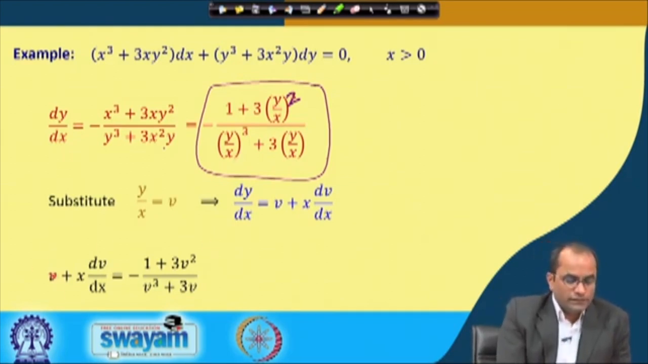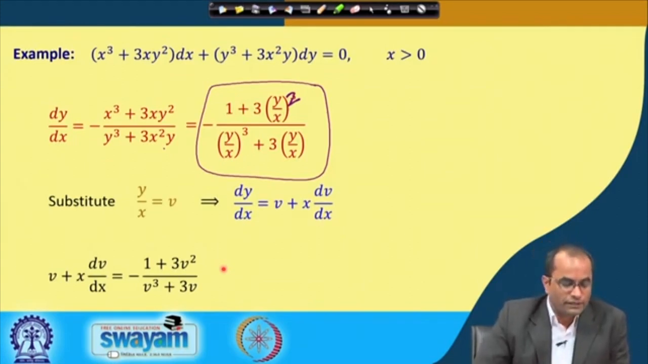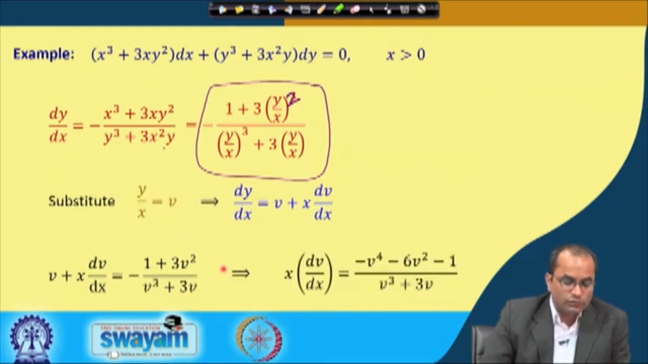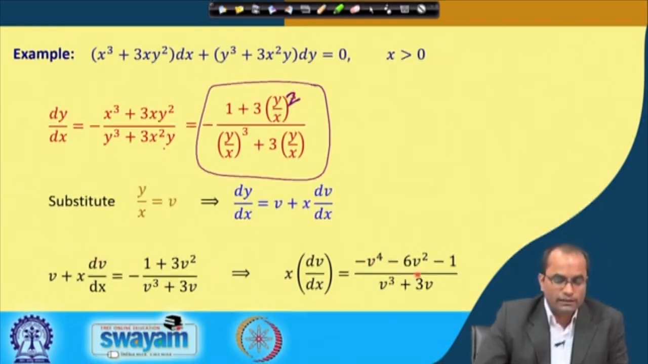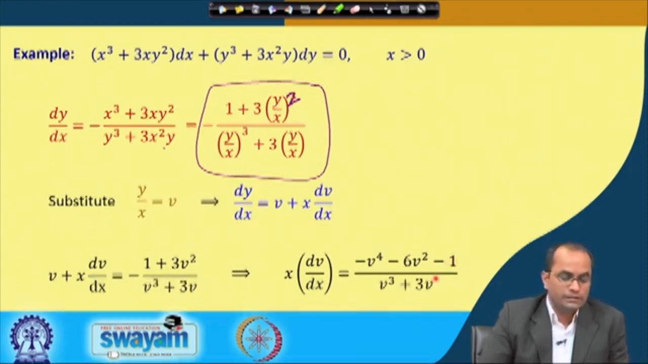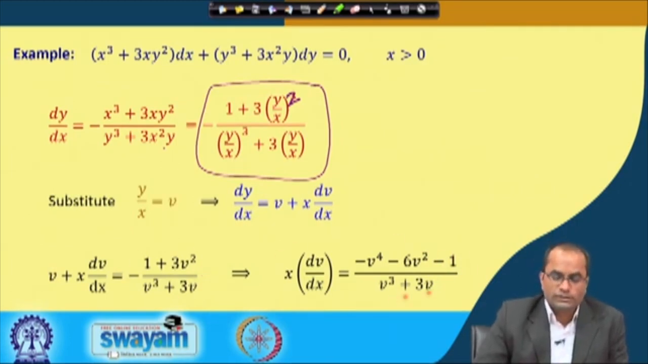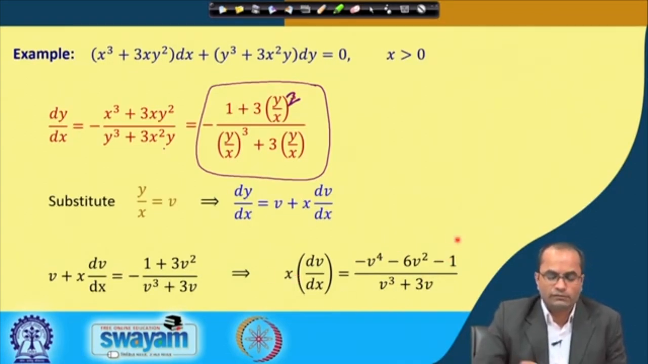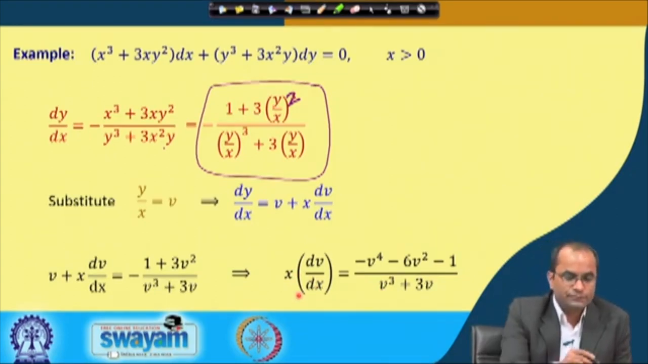So, now in this equation we can take this v to the right hand side, and the equation is separable in terms of v and x. While taking this to the right hand side, we will now get minus v to the 4 minus 6 v square minus 1, divided by v square plus 3 v, when we subtract this v from the right hand side. So, now this equation is in separable form. We can take this term to the left hand side, and the right hand side will be dx over x, and then we can integrate easily.